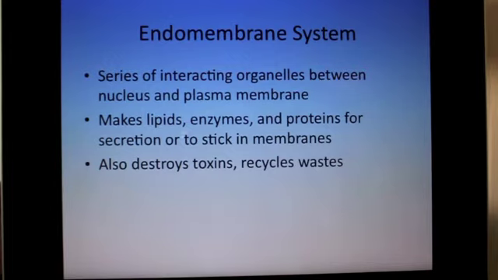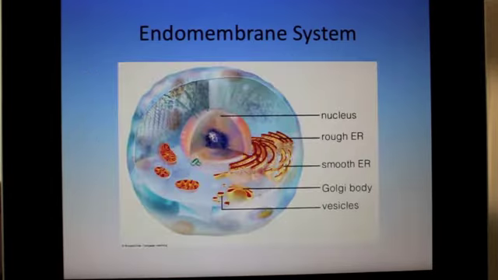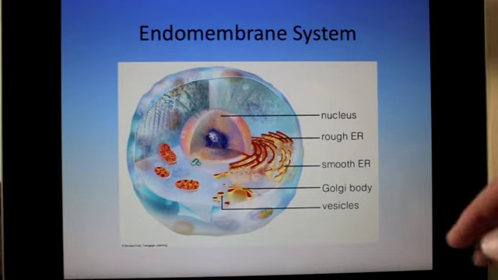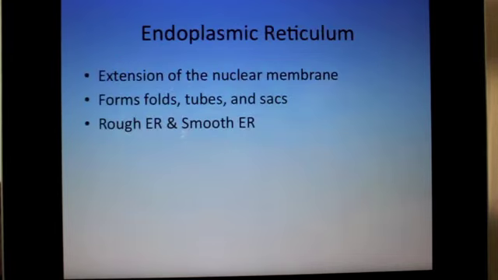Next, we're going to talk about the endomembrane system. This is a series of interacting organelles between the nucleus and the plasma membrane. These organelles make lipids, enzymes, and proteins for secretion or to put in the membranes. They also destroy toxins and recycle wastes. So the nucleus is part of this, as well as the rough ER, the smooth ER, the Golgi body, and the vesicles. First, the endoplasmic reticulum.